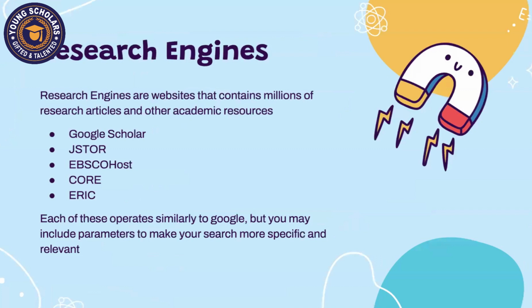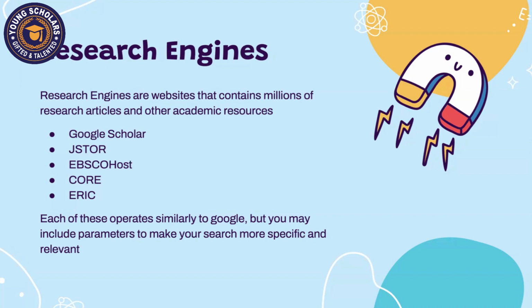So what is a research engine? Research engines are websites that contain millions of research articles and other academic resources. I've listed a few here. I personally have used the first 3. I honestly highly recommend Google Scholar. I think it's a pretty good aggregator, and you can include certain parameters and filters on your search to make it more specific and relevant to what you're trying to find.